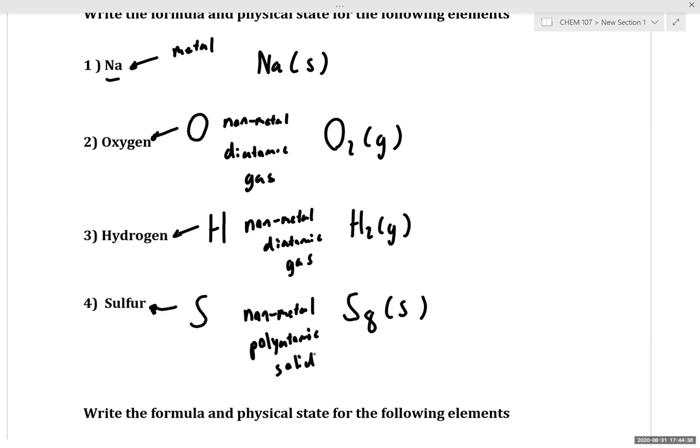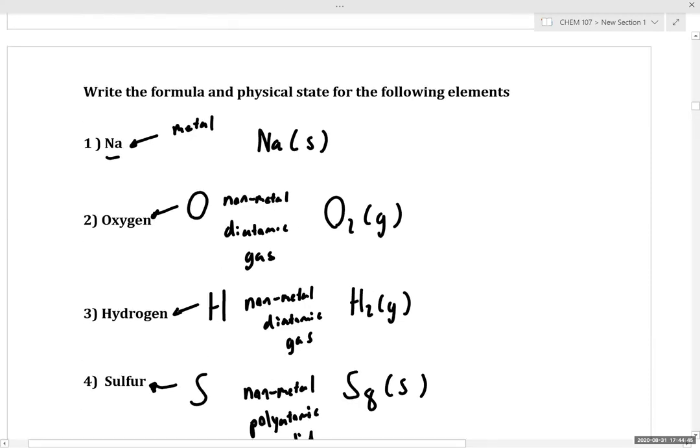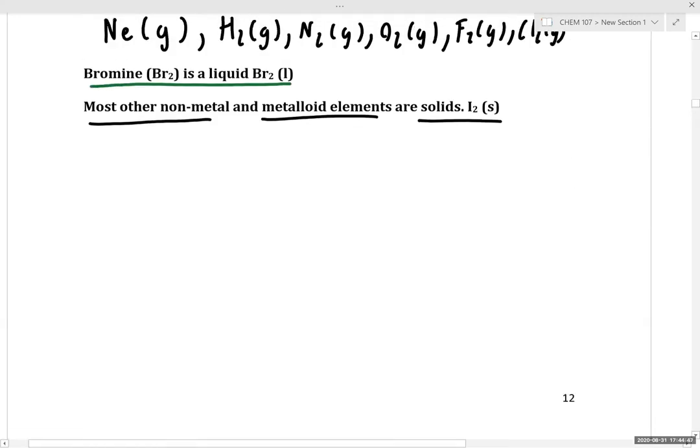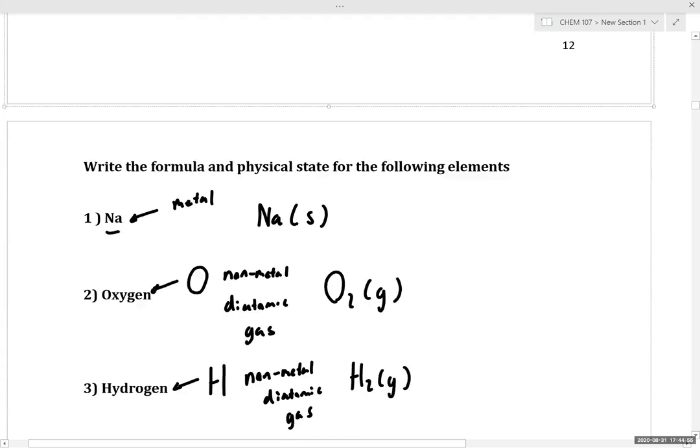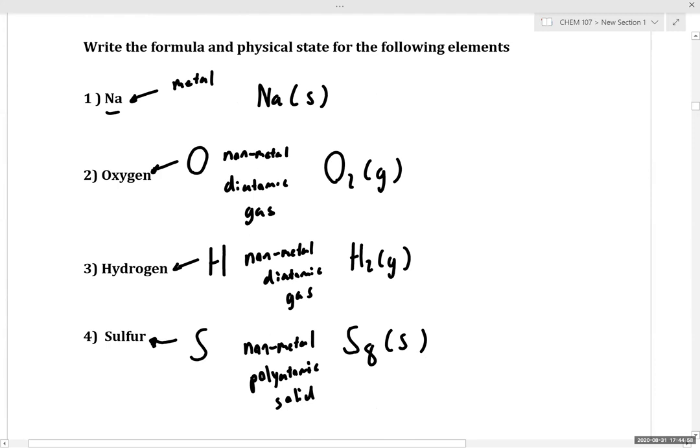Professor, how do we know that sulfur is a solid again? So based on the rule at the bottom of our page, most other non-metal and metalloid elements are going to be solids. Oh yeah, okay, got it. So in general, if it's not an element that I've explicitly told you has a gas or liquid state symbol, you can assume the state symbol will be a solid at room temperature. Does that make sense? Yes, thank you.